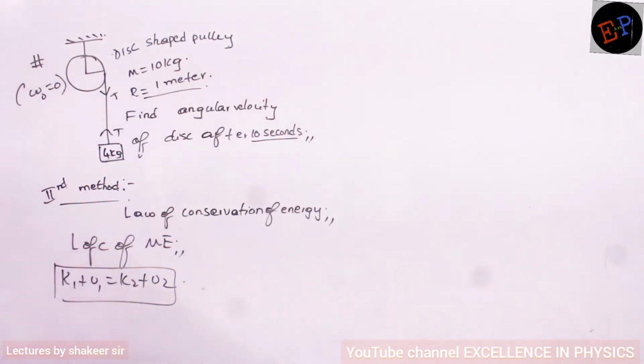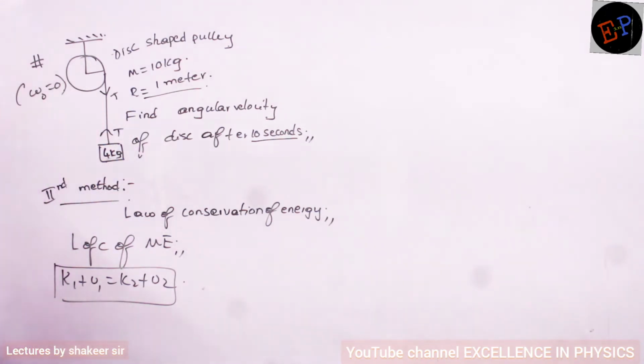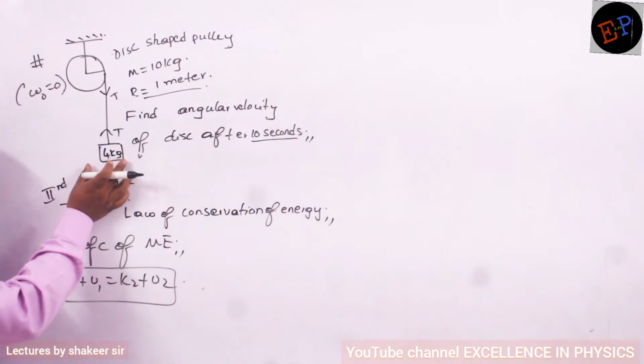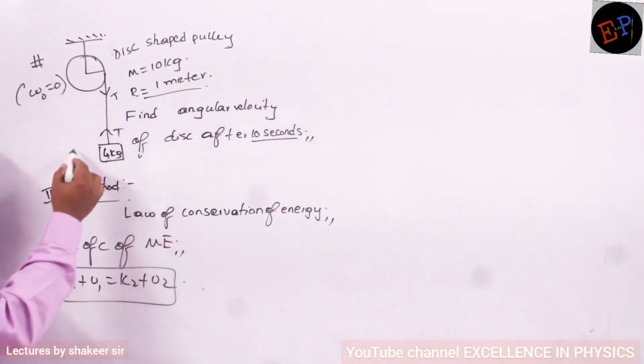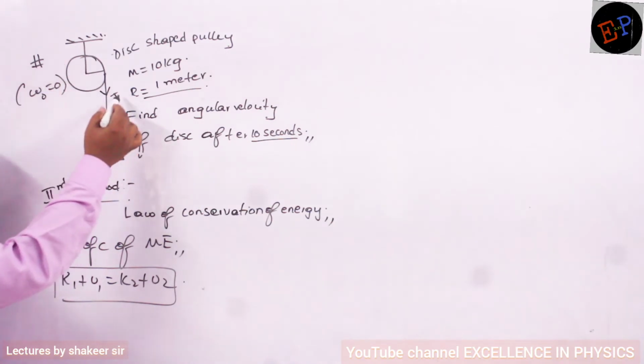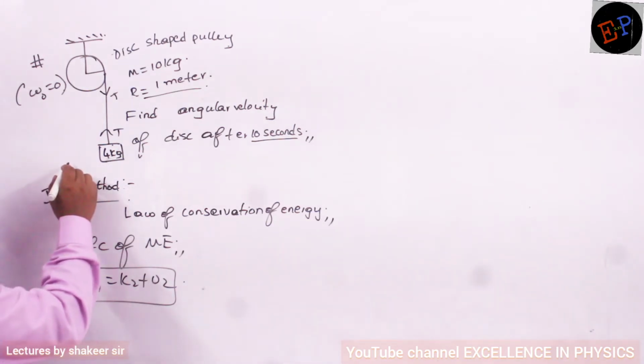Okay, so what is K1? Initial kinetic energy. It means when I release this system, immediately there is no kinetic energy. This body is in rest position, the disk is also in rest position. So total initial kinetic energy is 0. Understood now? Then potential energy.